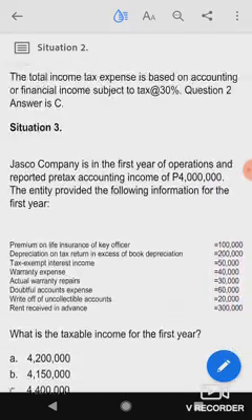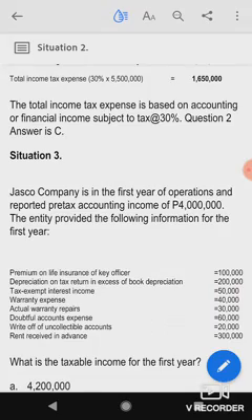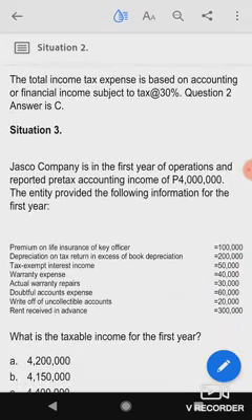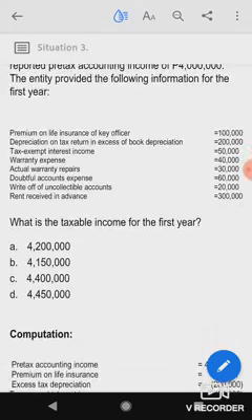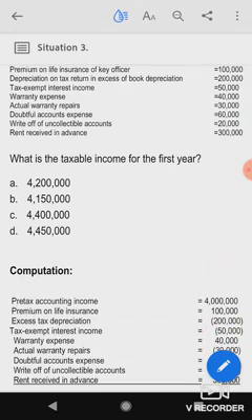So situation number 3, the last situation. Jayco Company is in the first year of operation and reported pre-tax accounting income of 4 million. The entity provided the following information for the first year. So these are accounting information. We have the income of 4 million and we have deductibles. The question is, what is the taxable income for this first year of operation?